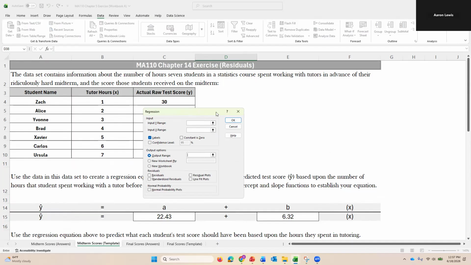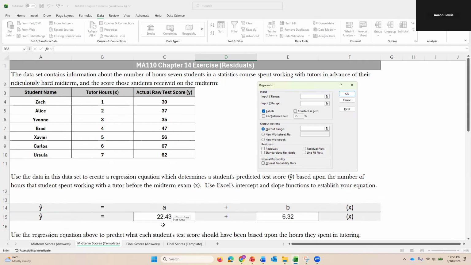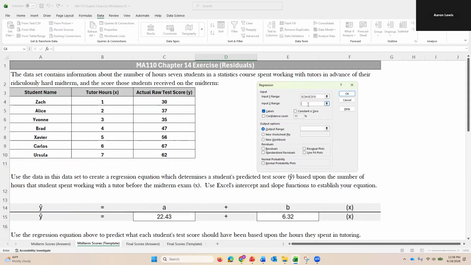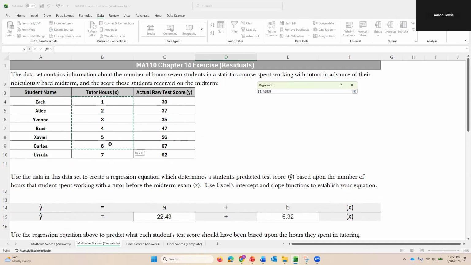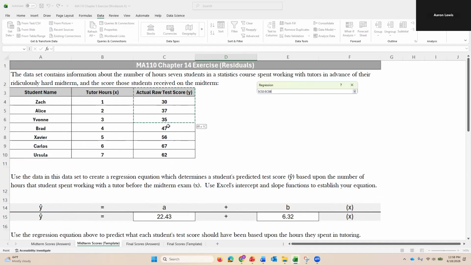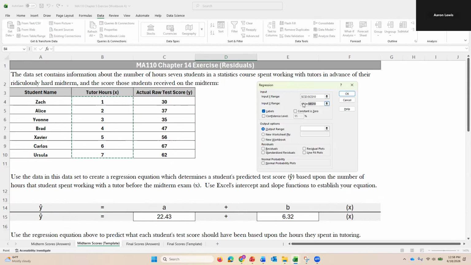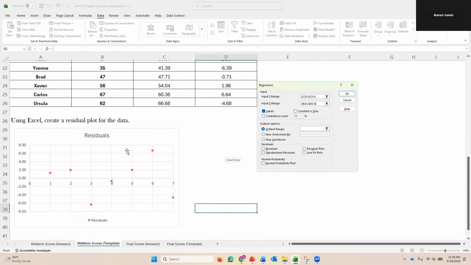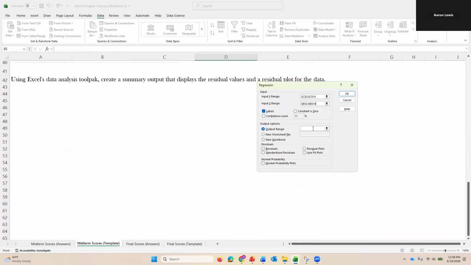My Y range is going to be the Y range we used to find our intercept and our slope down here, our actual raw test scores. Our X range is going to be the actual amount of tutor hours they went through. Hold on one second. Let me make sure I have the headers in here to make stuff easier on me. There you go. So C3 to C10 for our Y range and B3 to B10 for my X range. I do have my labels highlighted now, so I want to make sure Labels is on. And for my output range, I want to just throw it down here so it's not jumping over everything else. So let's make the output range start in cell A43.